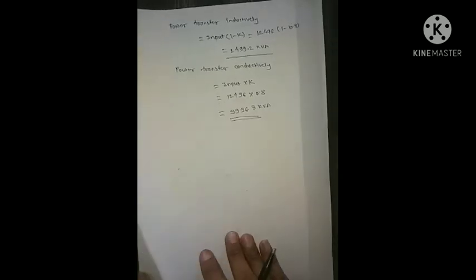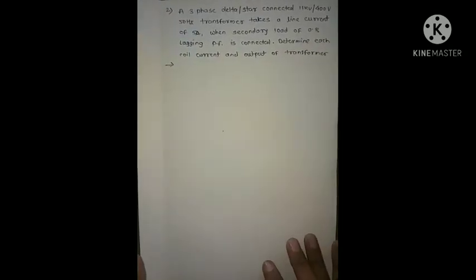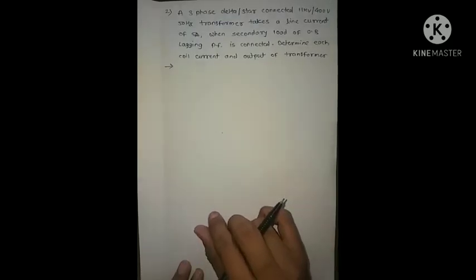Okay, this way we have to find out another numerical, and the other numerical is: a three-phase delta star connected 11 kV by 400 volt 50 Hz transformer takes a line current of 5 ampere when a secondary load of 0.8 lagging power factor is connected. Determine each coil current and output of the transformer. So we have to find out each coil current and output of transformer, means I1, I2 and output of transformer.